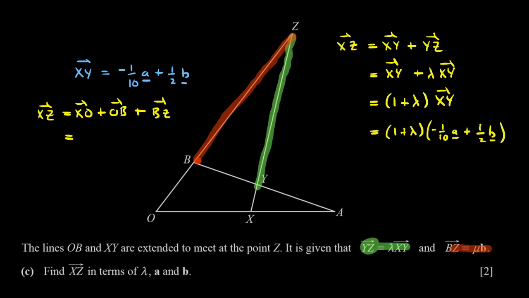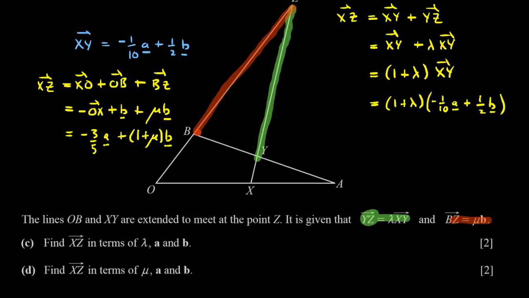All right then, well, XO is the same thing as minus OX because we're going in the opposite direction. OB is the vector B. We already know that. And BZ, we're told, is equal to mu B, because that's this part of the question here. Okay, so then what is minus OX? Well, we were previously told that OX is equal to 3/5 A. So this thing here is minus 3/5 A plus (1 plus mu) B. Okay, so that's what we've got for part D.